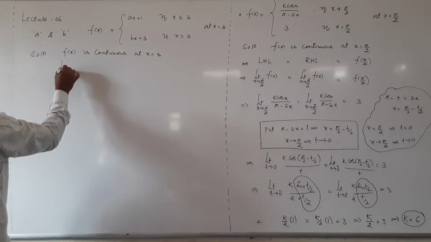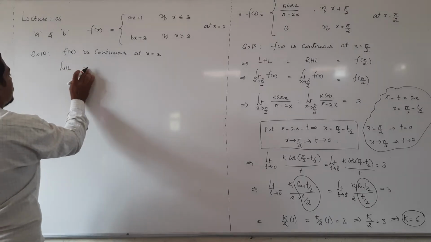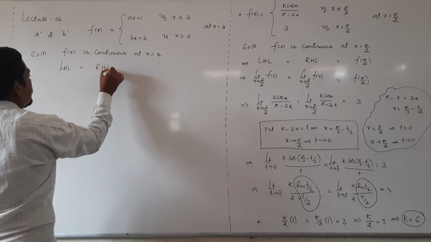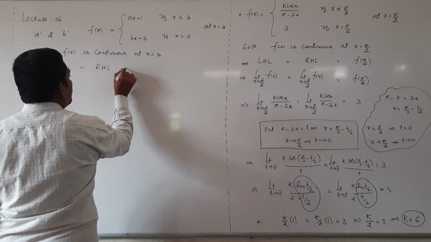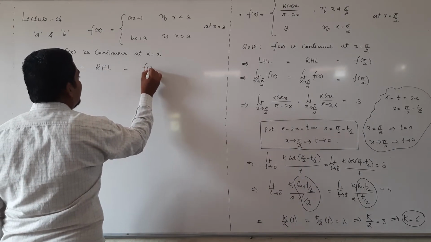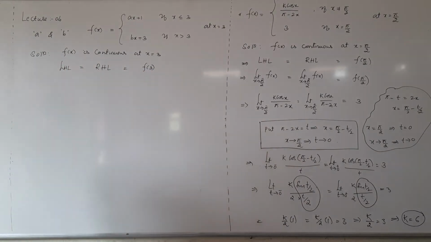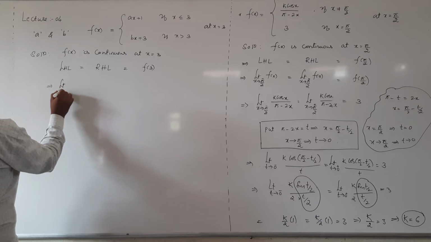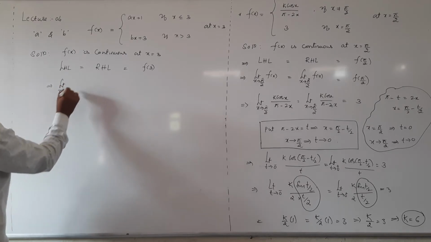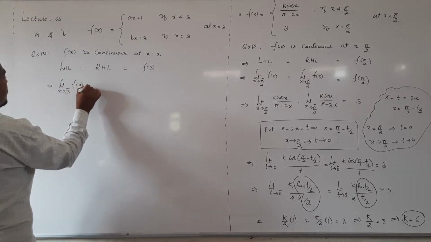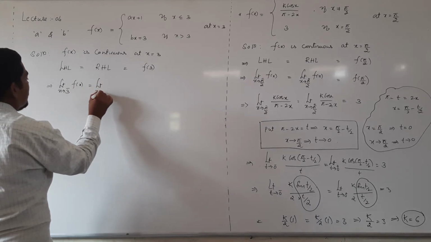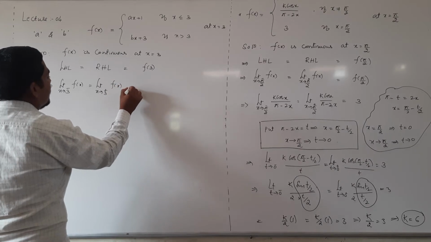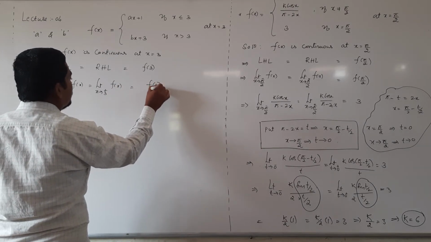Once function is continuous means left hand limit equal to right hand limit equal to functional value. Now limit extending to 3 minus f of x, that's equal to limit extending to 3 plus f of x, that's equal to f of 3.